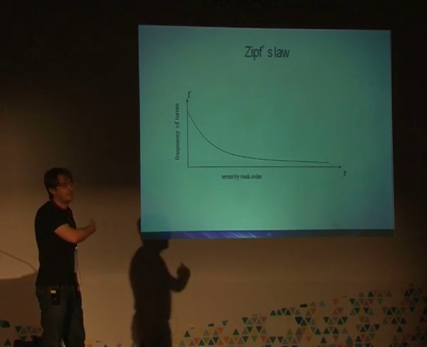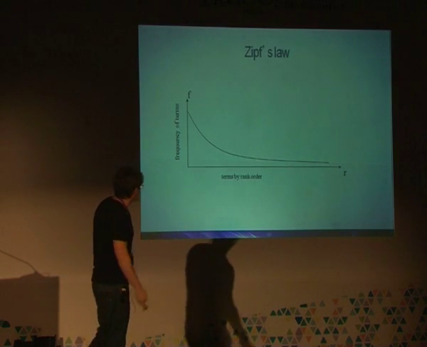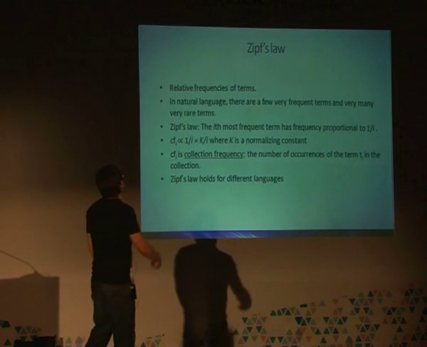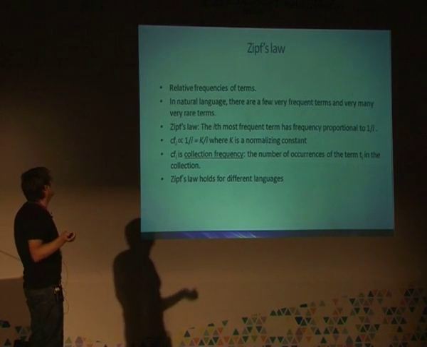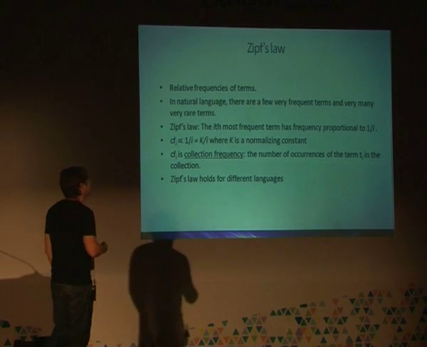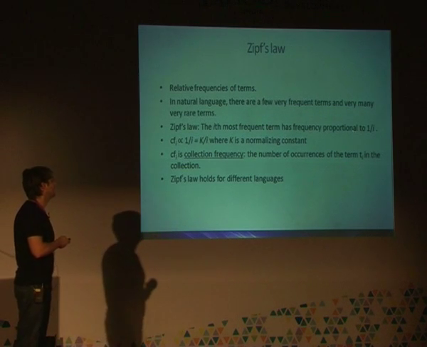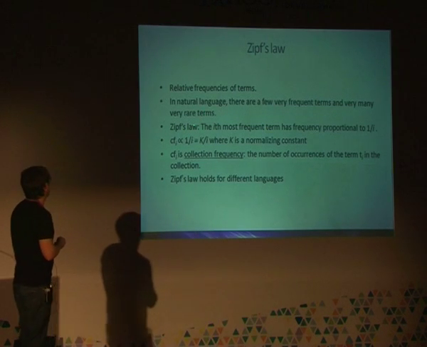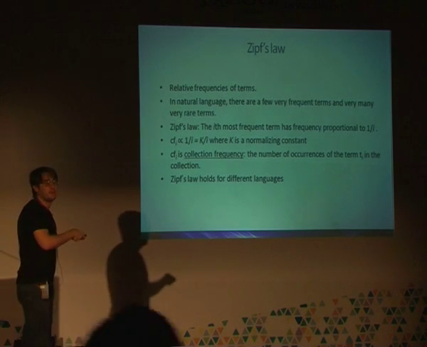This curve is a power law, and it arises in a lot of different scenarios, some that you wouldn't expect. But essentially what it says is, again, there are a few very frequent terms and very many very rare terms. So the law in its crudest form says that the ith most frequent term has frequency that is proportional to 1 over i. Mathematically, the frequency is equal to k divided by i.